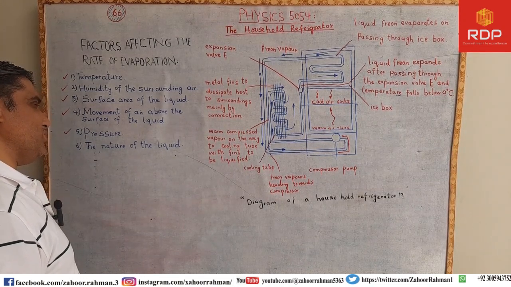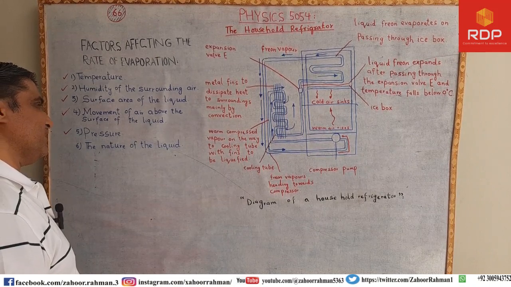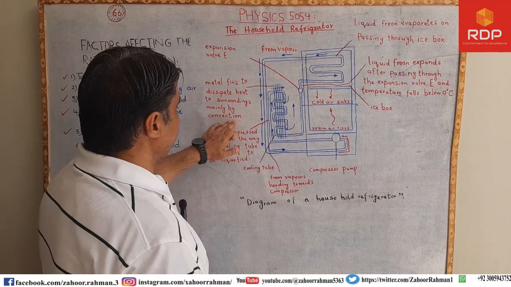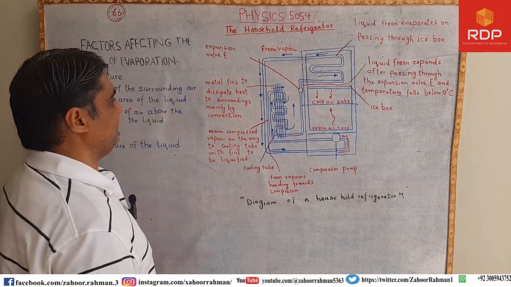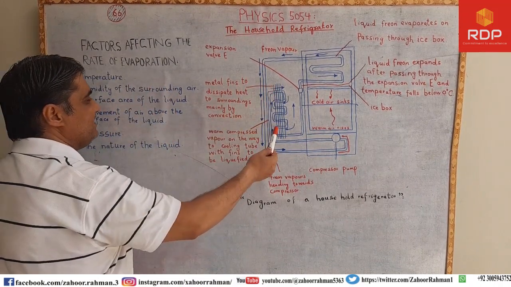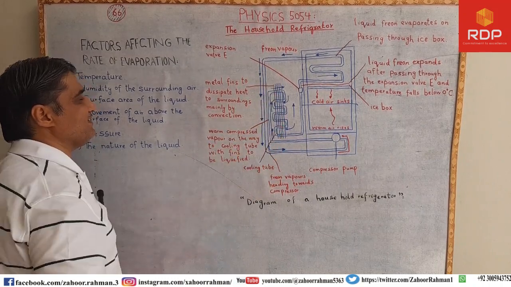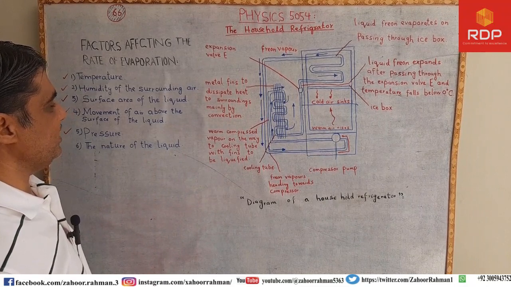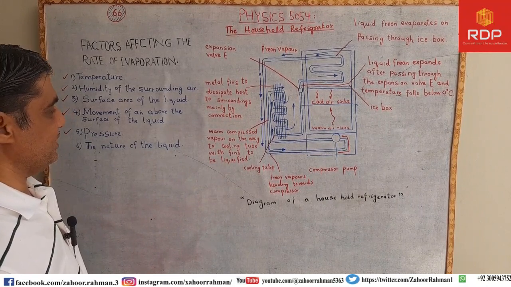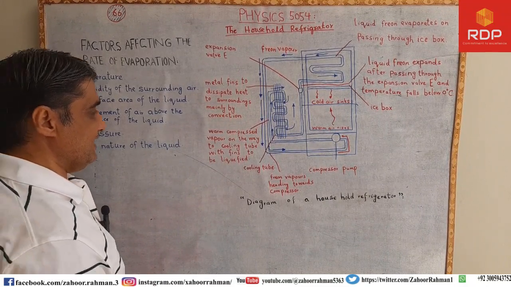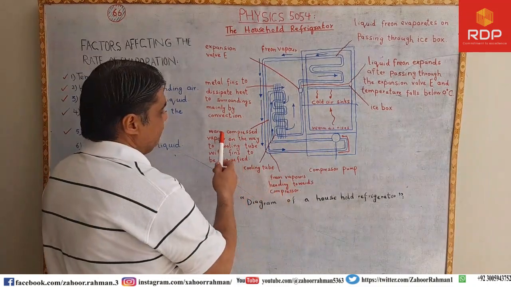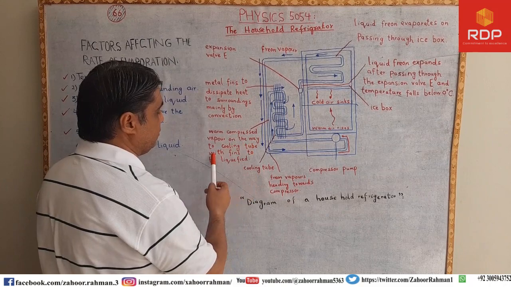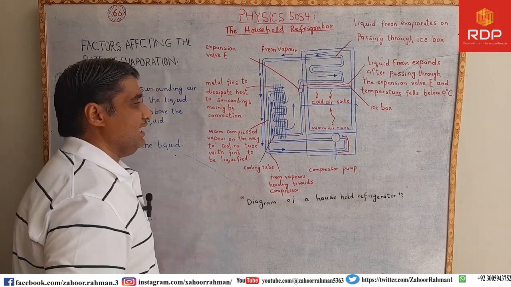But the word convection is used here, so I had to tell you that. So metal fins, these vertical lines, dissipate heat to the surrounding mainly by convection. It is also written here that warm compressed vapor on the way to the cooling tube with fins is to be liquefied.